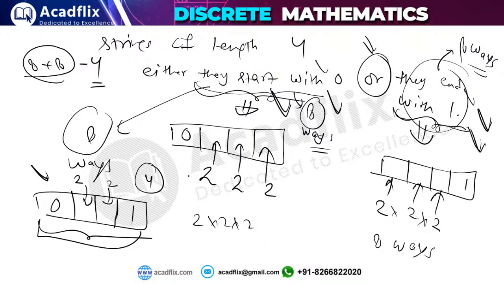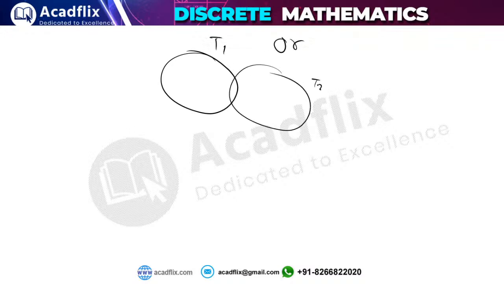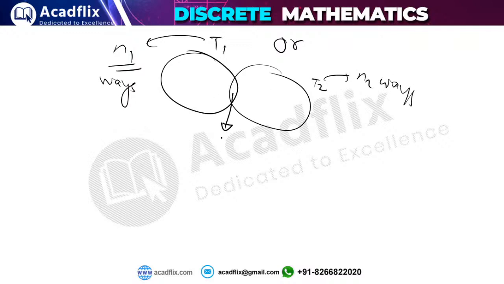So remember, this is the subtraction rule. The subtraction rule says that you can do this task T1 or you can do this task T2. Let's assume this task T1 can be done in N1 ways and this task T2 can be done in N2 ways. Let's assume some ways are common, meaning these things you have counted here also, these things you have counted here also, meaning you have counted these things two times.